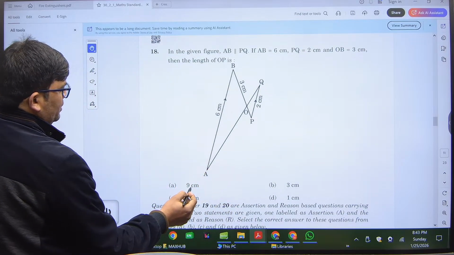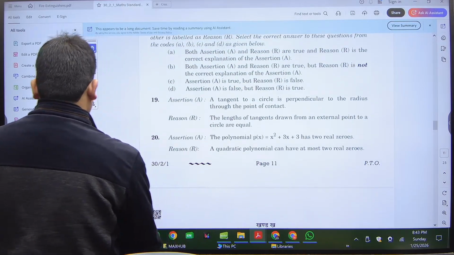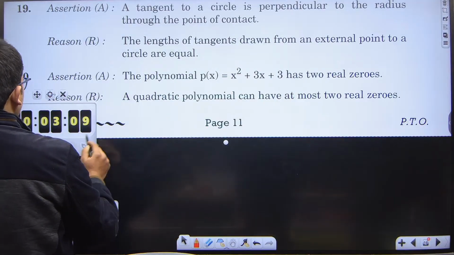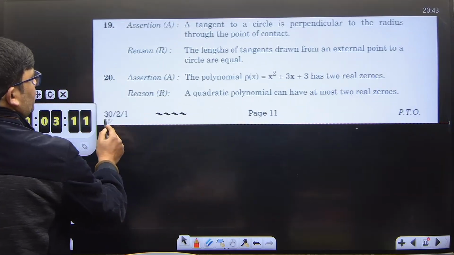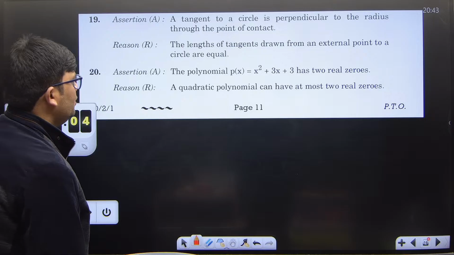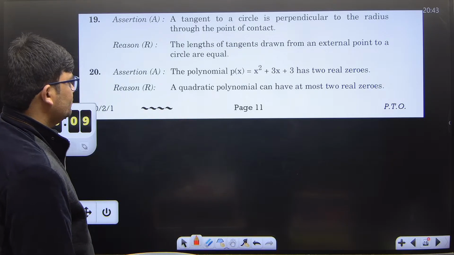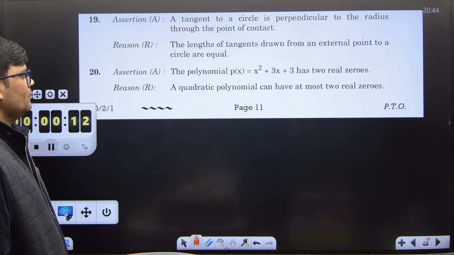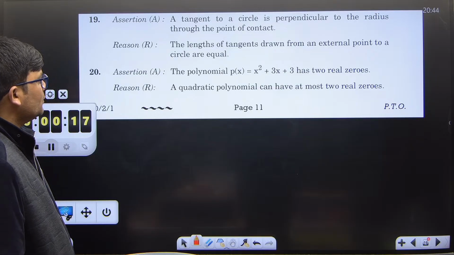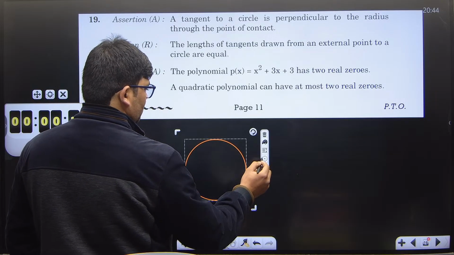So this might be easy, I think. Question number 19. Let me see, 19 and 20 I am putting up together. A tangent to a circle is perpendicular to the radius through the point of contact. The length of the tangents drawn from an external point to the circle are equal. Both A and R are true, but R is not the reason for A. R is not the reason. Let us find out. I think R is the reason.